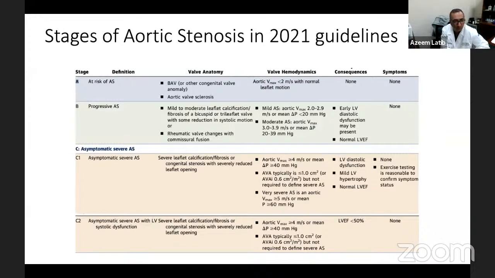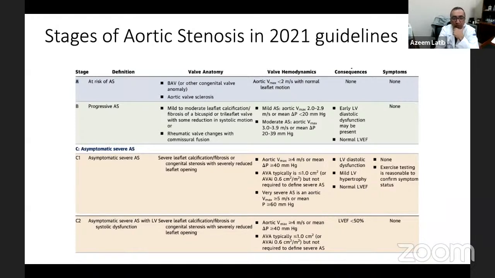So the first part, let's talk about aortic. One of the big updates is that they really clarify, which I think was needed, the different stages of aortic stenosis. They start with stage A, a patient who's at risk of AS. So no symptoms, does not have severe AS right now, but has a bicuspid valve or has aortic valve sclerosis, a velocity less than 2 with normal leaflet motion.